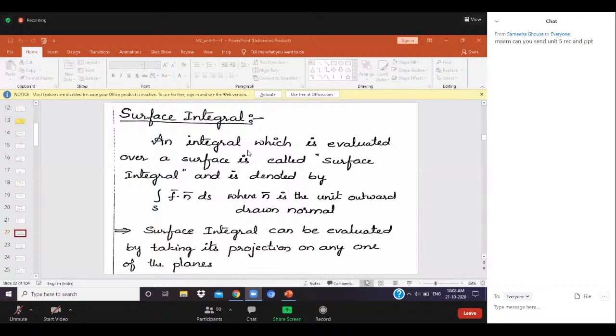An integral which is evaluated over a surface is called a surface integral, and it is denoted by integral over S of f bar dot n bar dS. The formula for this is integral S f bar dot n bar dS. Here n bar is the unit outward drawn normal. A surface integral can always be evaluated by taking its projection on any one of the planes.